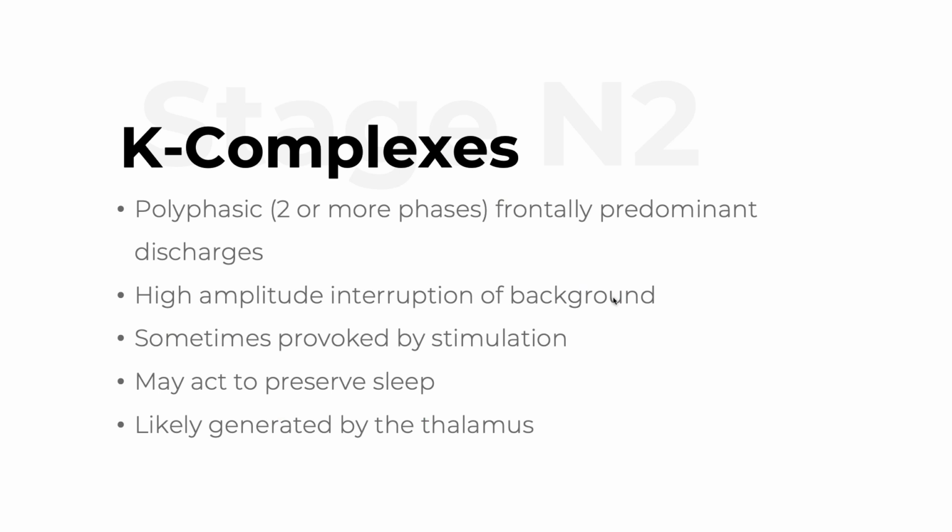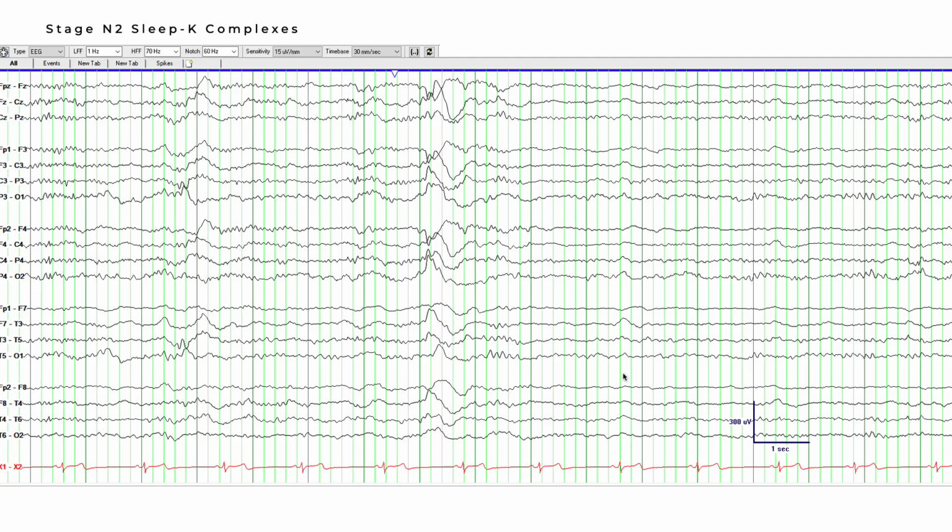K complexes are also basically pathognomonic of stage N2 sleep. No one really knows where this name came from. Some say it was called a knock complex because you can stimulate them by having a noise. This is thought to potentially preserve sleep, the K complex, and they're likely also generated by the thalamus. And you see them look basically like this, at least two phases to it. And I tend to think about it like someone's head rocking back and forward. It doesn't really have any true relevance, but it always helps me remember it, especially when I was learning.